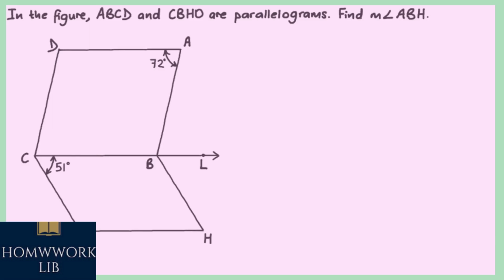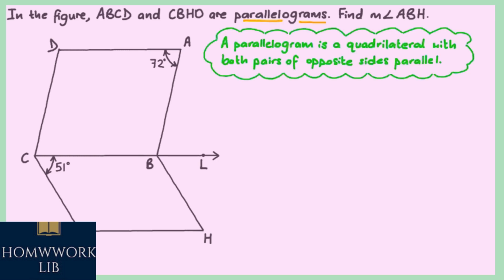In the figure, ABCD and CBHO are parallelograms. Find the measure of angle ABH. In this question, we are told that the two quadrilaterals formed here are parallelograms, which we can recall are defined as quadrilaterals with both pairs of opposite sides parallel.